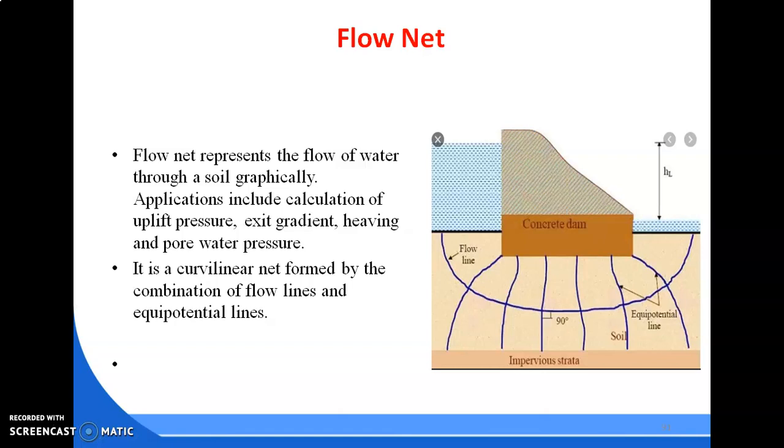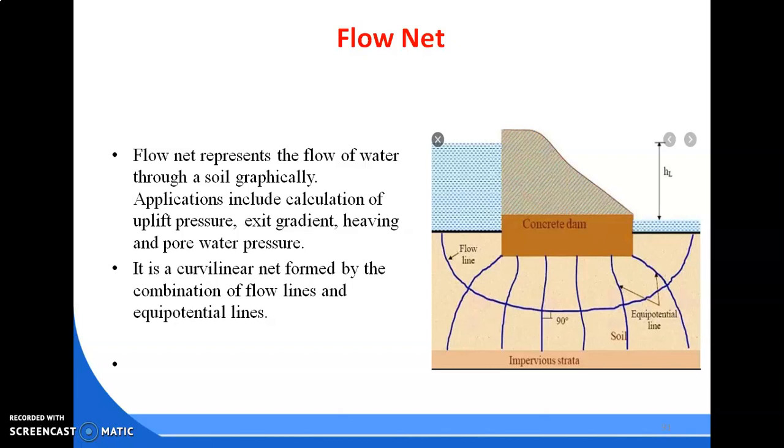Next is flow net. This flow net is not given in your syllabus. Still, I think it is necessary for you to know about flow net. So flow net represents the flow of water through a soil graphically. It is a graphical representation of the flow of water. This figure shows this one. Applications include calculation of uplift pressure, exit gradient, heaving, and pore water pressure.